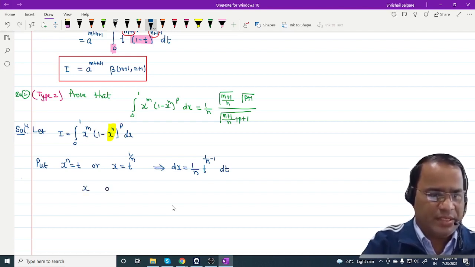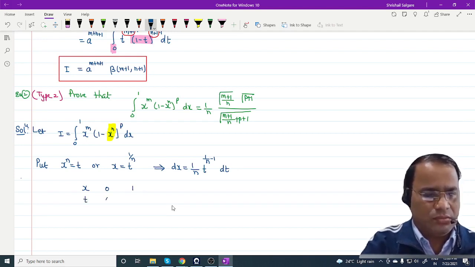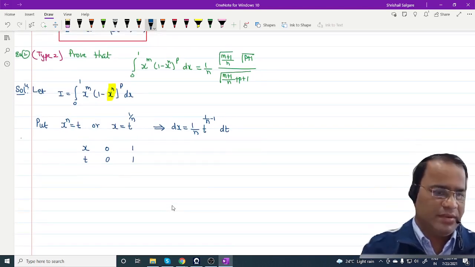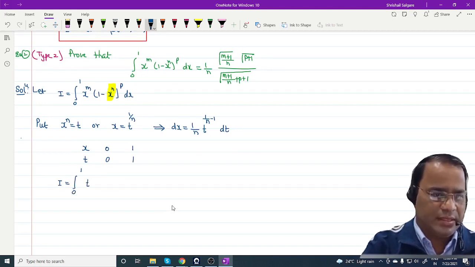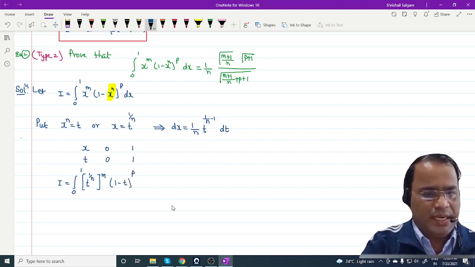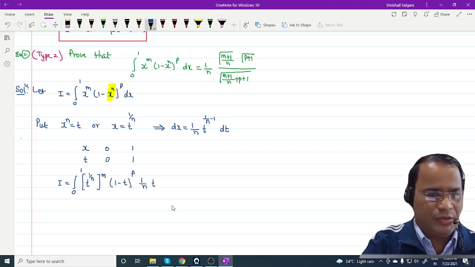For x, limits are given as 0 to 1. What are the limits for t? If x is equal to 0, t is obviously 0. If x is equal to 1, the nth root of 1 is again 1, so you are getting the same. Therefore, that integral I can be written with new limits 0 to 1, x is t raised to 1 upon n raised to m, and this becomes 1 minus t raised to p, that dx is given by 1 upon n into t raised to 1 upon n minus 1 dt.